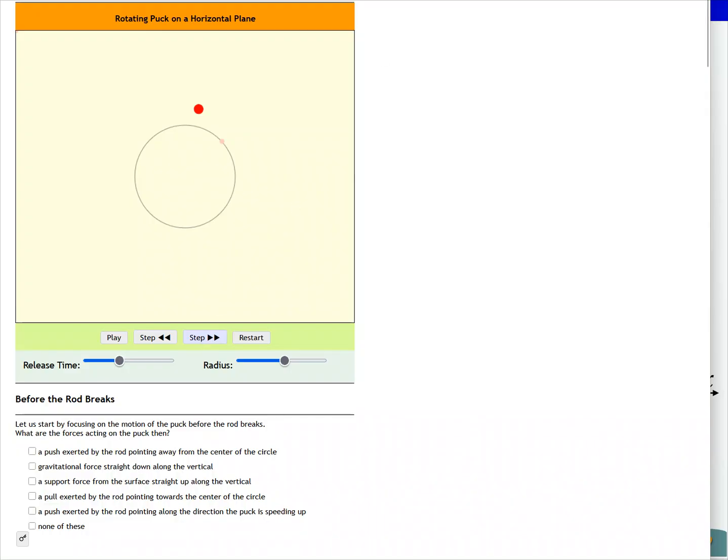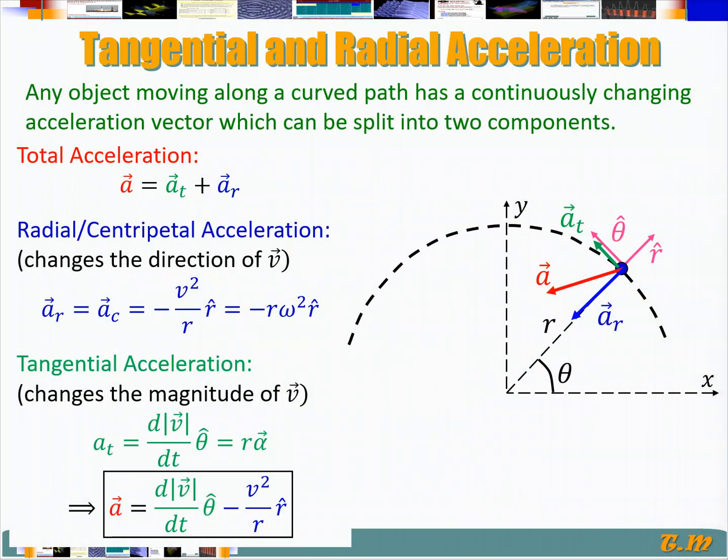Now for that, let's talk about this a little bit. Whenever an object goes around in a circle, I have here the Cartesian coordinates x and y, and this is the position of the puck along the circle. Now that puck, if it is speeding up like the puck we had in the simulation, it's going to have a tangential acceleration. And because it's going in a circle, it's going to have a radial acceleration. We also call it centripetal acceleration.